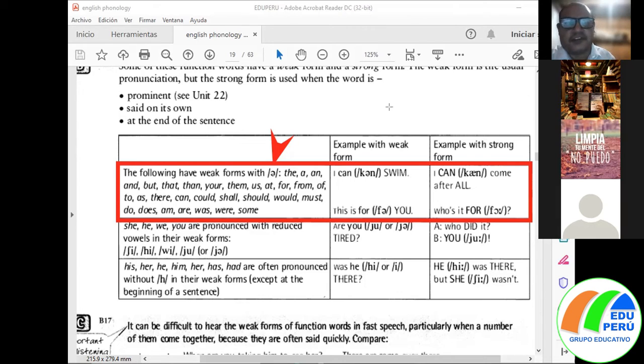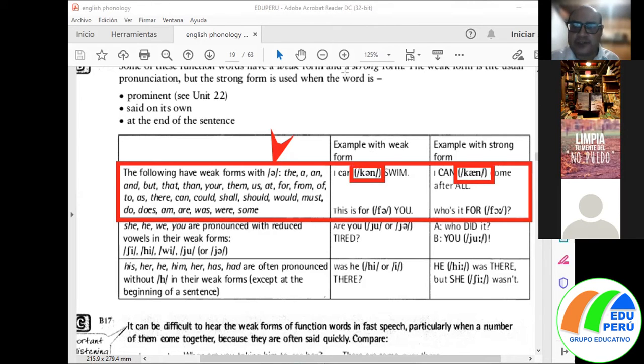Now, let's pass to the third column. I can come after all. Notice how you change the pronunciation. Here you use the schwa, can. And here you use the strong can. I can come after all. Notice how you change the pronunciation.